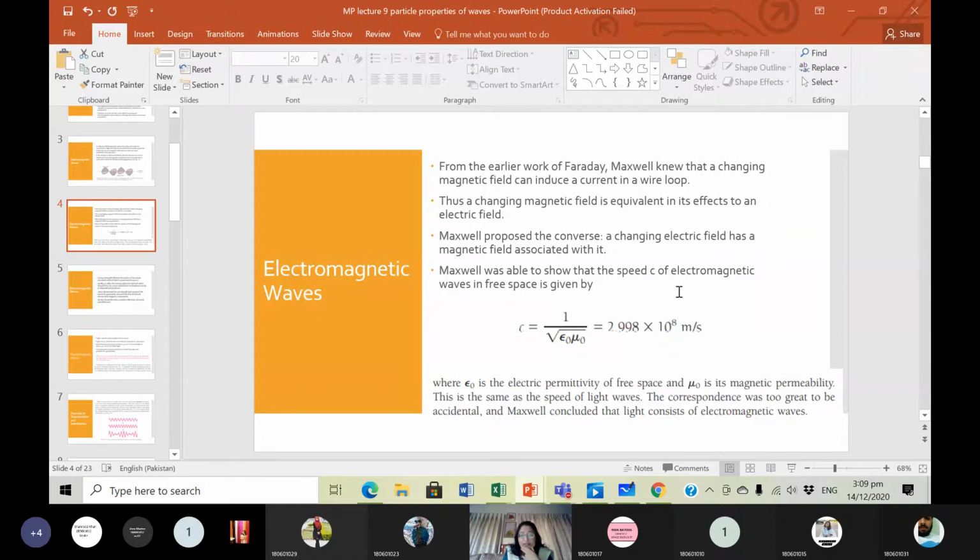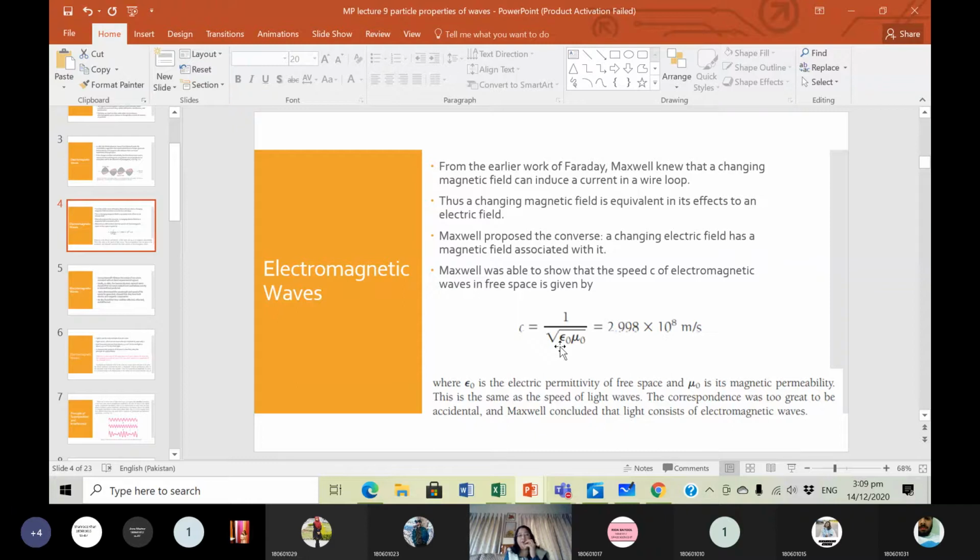So Maxwell was able to show that the speed of an electromagnetic wave, for which we know the equation, is given by c equals 1 over the square root of epsilon naught mu naught, which is approximately equal to 3 times 10 raised to the power 8 meters per second. And this is the speed of light.